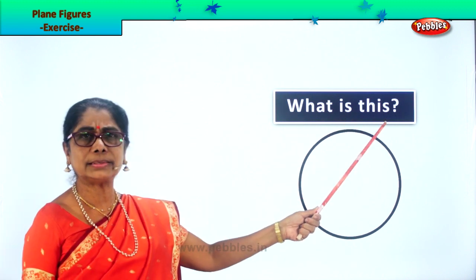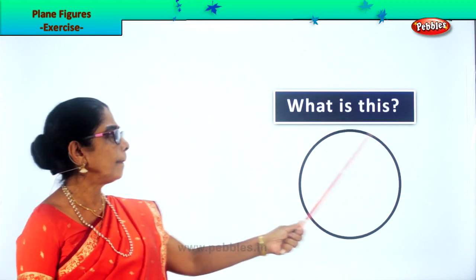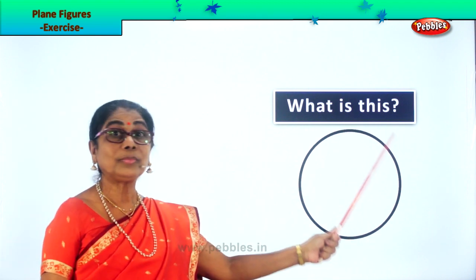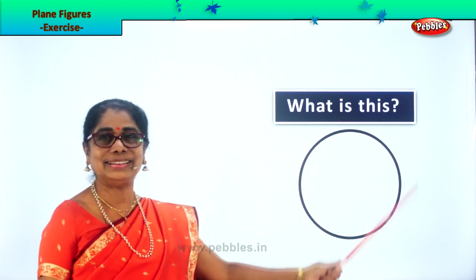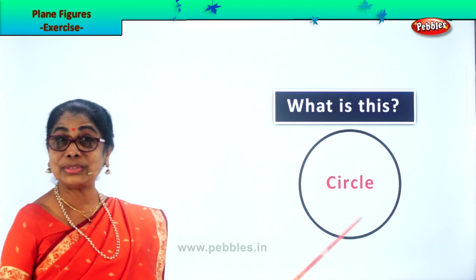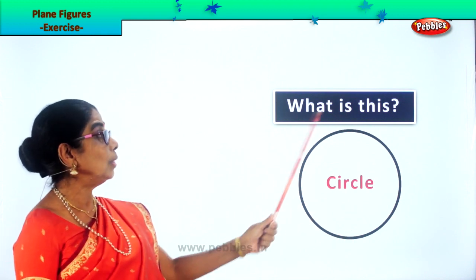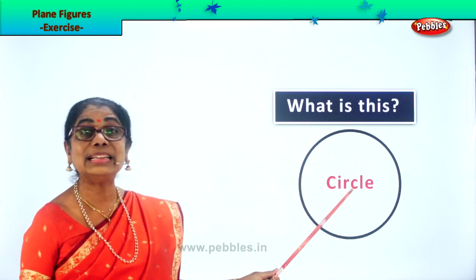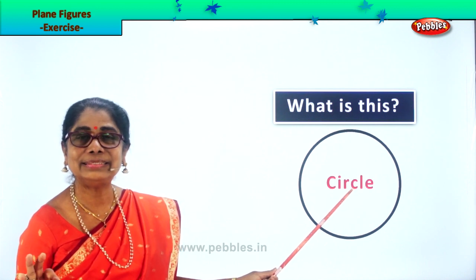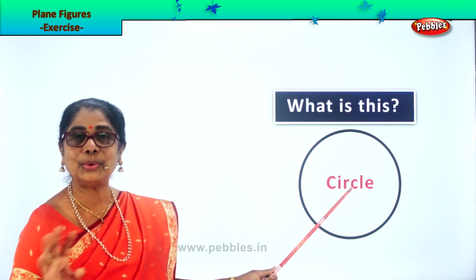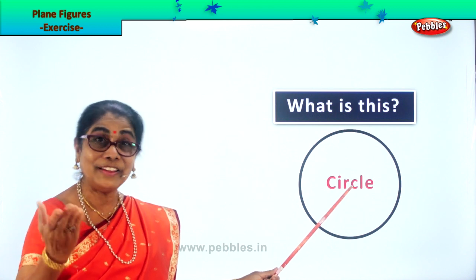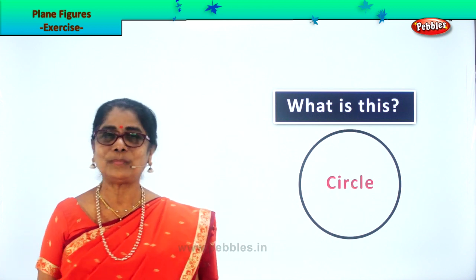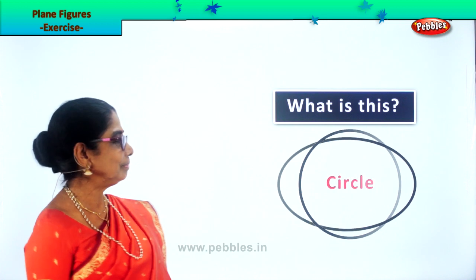What is this? This is a circle. A circle has no sides, no corners. What is this? This is a circle. It has no corners and no sides. Did you enjoy? Very good. Let's take another.